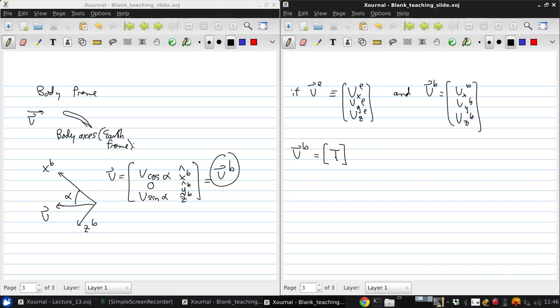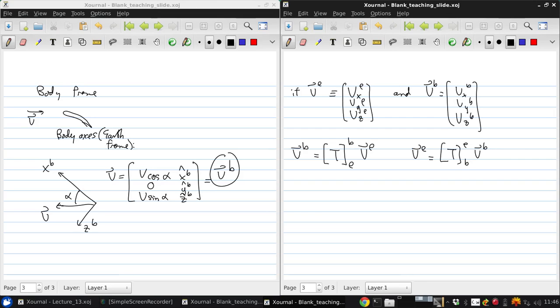Whenever possible, I'm going to try to use this consistent notation of the square brackets around a symbol to indicate that something is a matrix. The sub and superscripts here indicate the direction of the transformation, that we're going from Earth axes to body axes using this transformation matrix. Similarly, we can define the opposite as T_EB of VB.